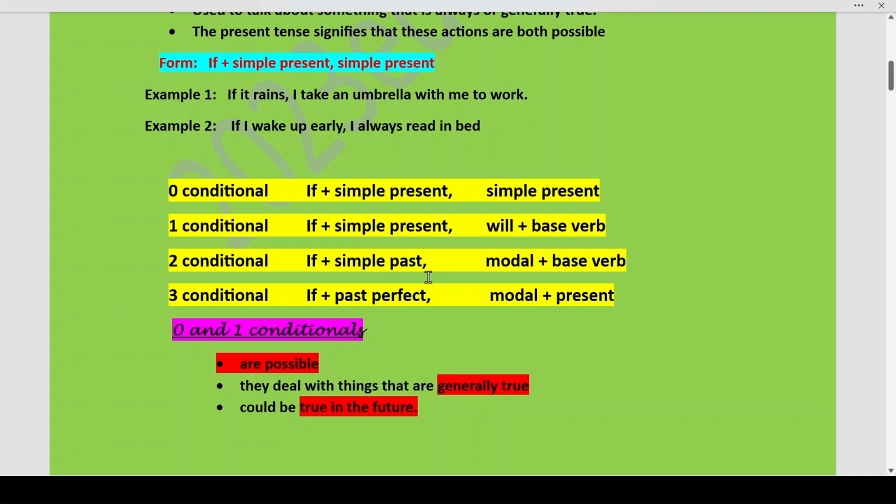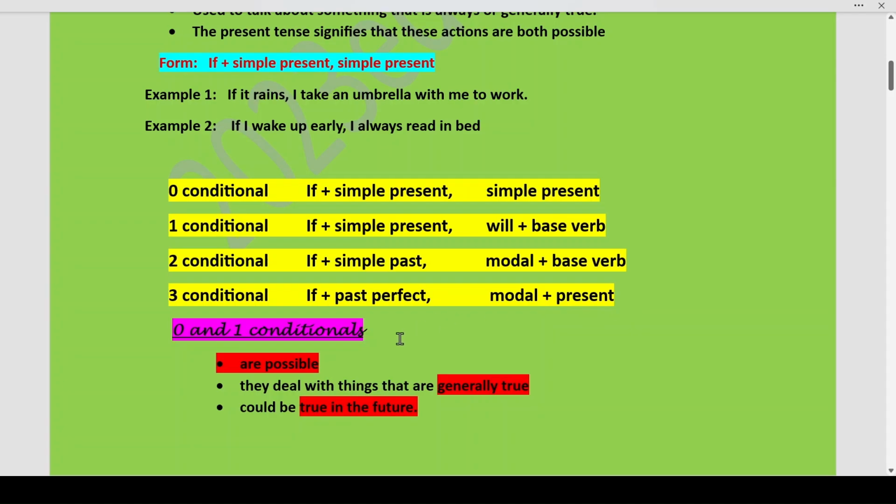The second conditional, or type 2 conditional, is in simple past, followed by a modal. What do you mean by modals? They are your can, could, may, would. These are all your modal verbs. They will come before the base verb in the clause. The third conditional is also in the past tense, but it is joined to the subordinating conjunction if in the past perfect tense and followed by the modal verb plus the present verb in the clause.